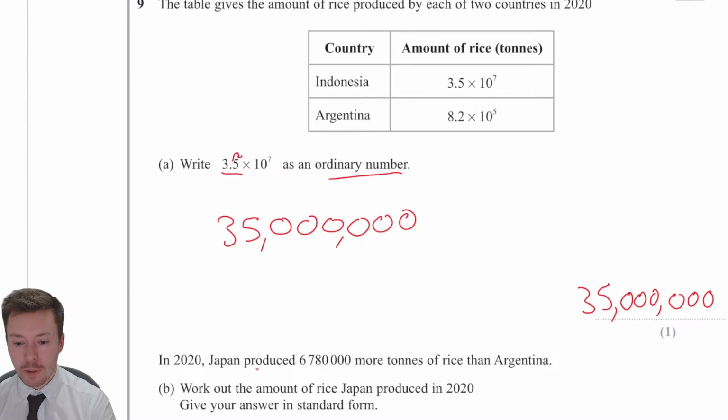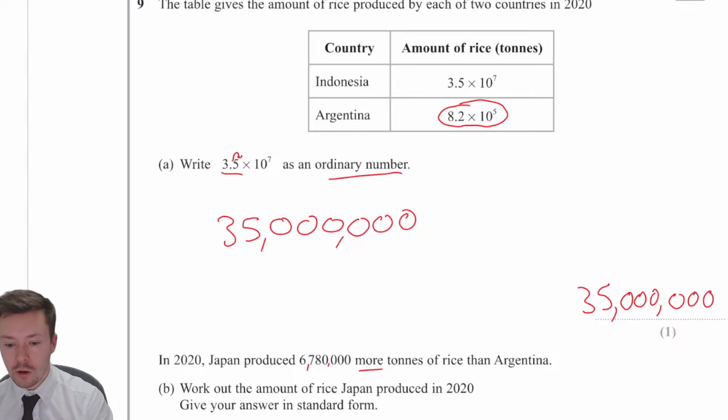In 2020, Japan produced 6,780,000 more tons of rice than Argentina. Work out the amount of rice Japan produced in 2020. Now, Argentina is this much. If they produce that much more, we're going to add that on. So I'm going to do, on my calculator, 6,780,000 plus 8.2 times 10 to the power of 5.